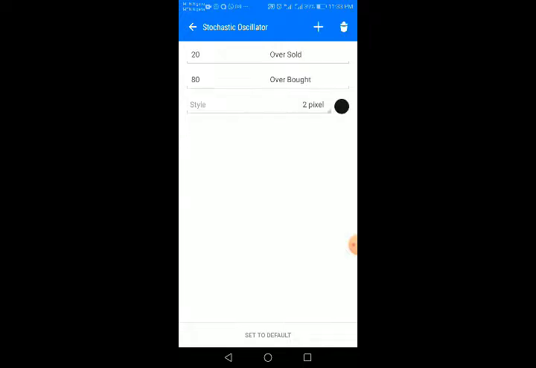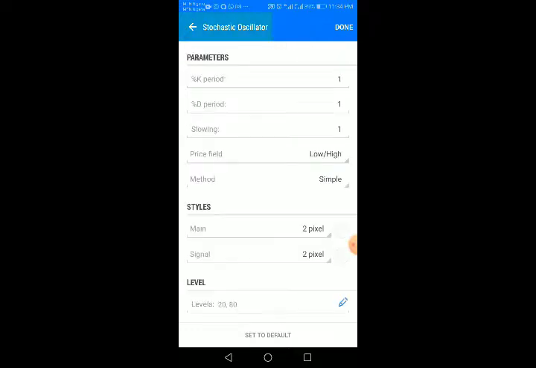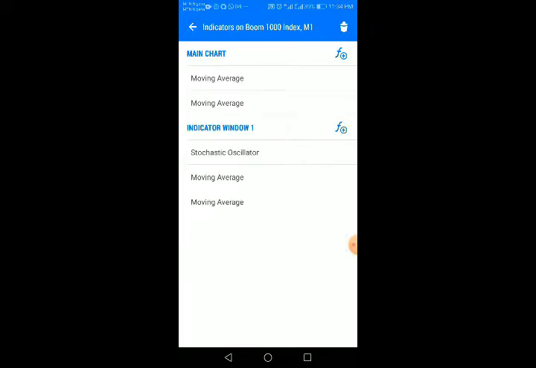For the levels, make sure you set it to 20 and 80. You add 20 and 80 to the levels. So 20 is oversold while 80 is overbought. You understand? So that's the settings for the stochastic.